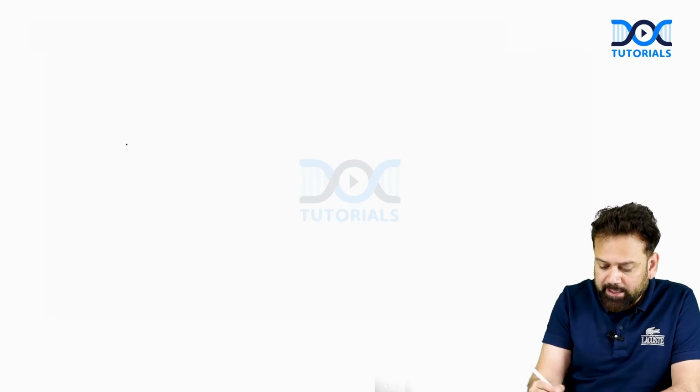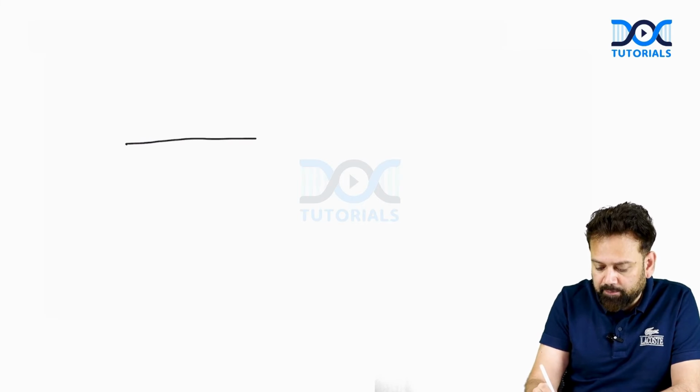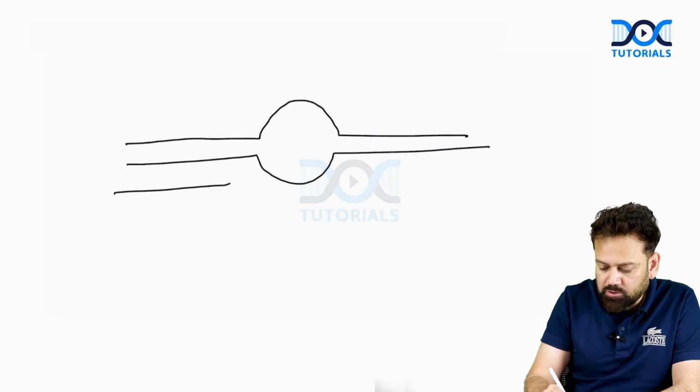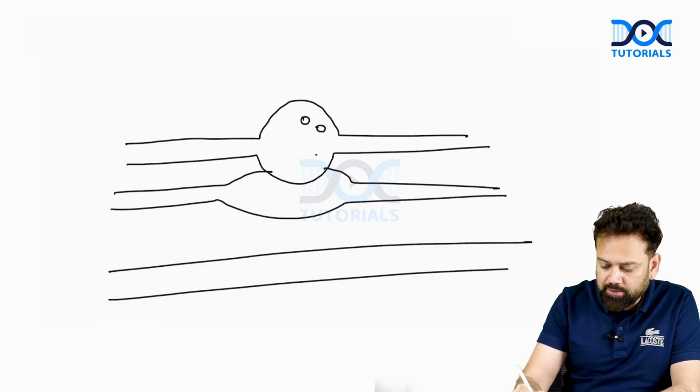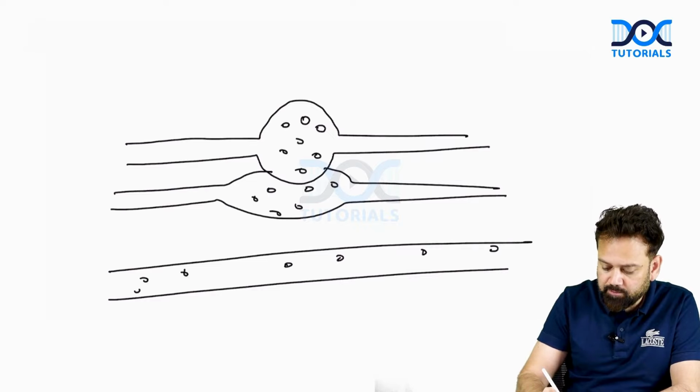Now let me draw a diagram for better understanding. This is your dynamic nuclear bag. This is your static nuclear bag. And this is your nuclear chain. These are the nuclei, you can understand. These are the nuclear chain.